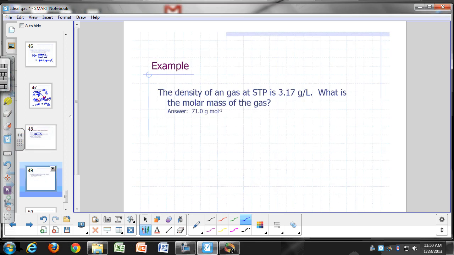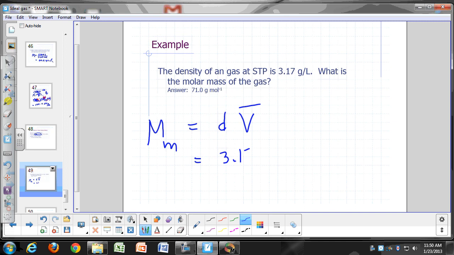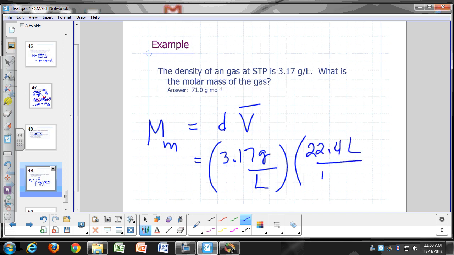So here's a quick question, it's a very simple one. Density of a gas is 3.17 grams per liter at STP. What's the molar mass? Molar mass is density times molar volume, right? What's the density at STP? 3.17 grams per liter. What's the molar volume at STP? 22.4 liters per mole. So liters cancels out.